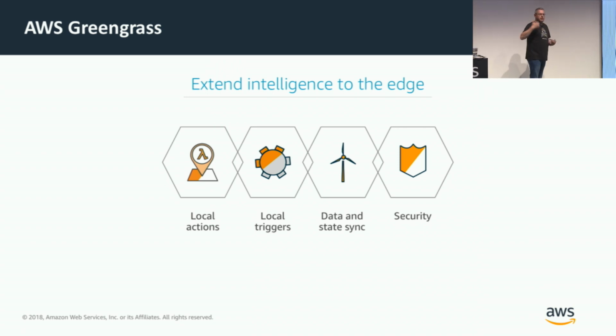You can run Lambda functions locally on your device. It will allow you to do local triggers based on data coming from your sensors in your internal network. It will do data state and sync, and it will allow you to store data when your Greengrass device is disconnected and replay the data when you get online again. And of course, all the security that you saw in AWS IoT Core in a local device.